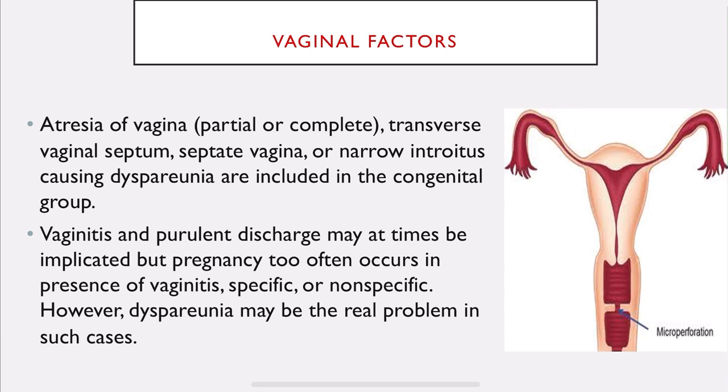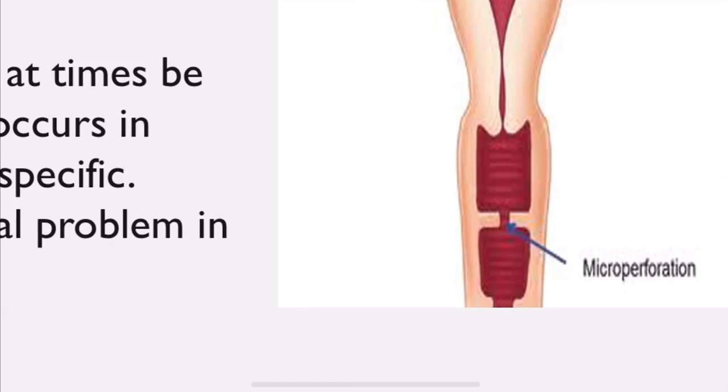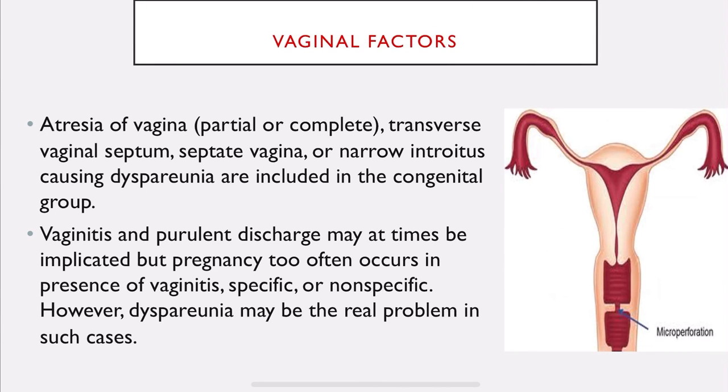Transverse vaginal septum. You see atresia, that is damage which is happening to the vagina. It could be complete or it could be partial. In the transverse vaginal septum, you can see a septum formed transversely in the vagina. Septate vagina or narrow introitus can cause dyspareunia.